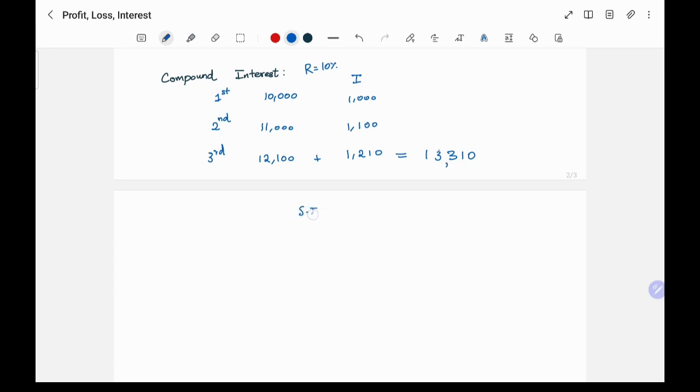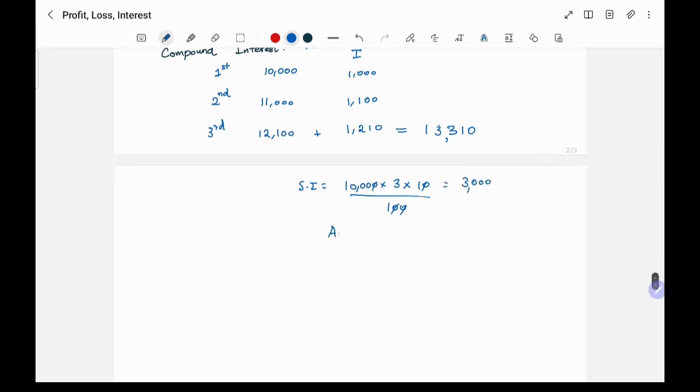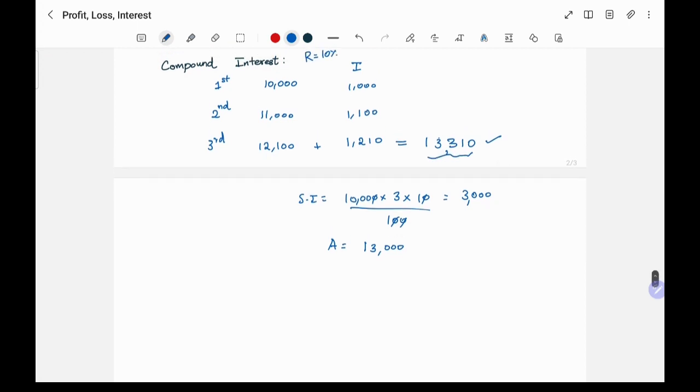So let's use the simple interest formula to check what happens there. We have principal amount 10,000 into number of years is 3 and 10% divided by 100. So we get 3,000 rupees. So the total amount will be 10,000 plus 3,000, which will be 13,000. Oh, but here if you see, we get 13,310. So what is missing here?